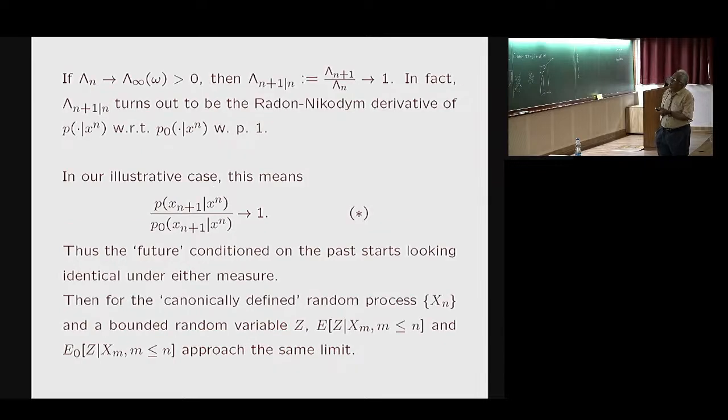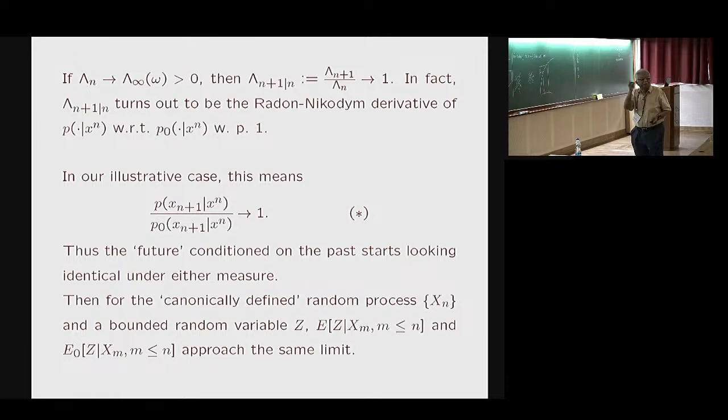Now, on the set where lambda infinity is positive, I can define lambda n plus 1 given n as this ratio. That tends to 1 because both numerator and denominator are converging to the same object. This turns out to be the Radon-Nikodym derivative of this conditional probability with respect to this. And therefore, the ratio tends to 1. So in this sense, the future conditioned on the past starts looking the same as n goes to infinity. But the problem is that this is only on this set. So if lambda infinity has expected value 1, so if P is absolutely continuous with respect to P naught, then this is true with probability 1. And that's when you can make a non-trivial statement.